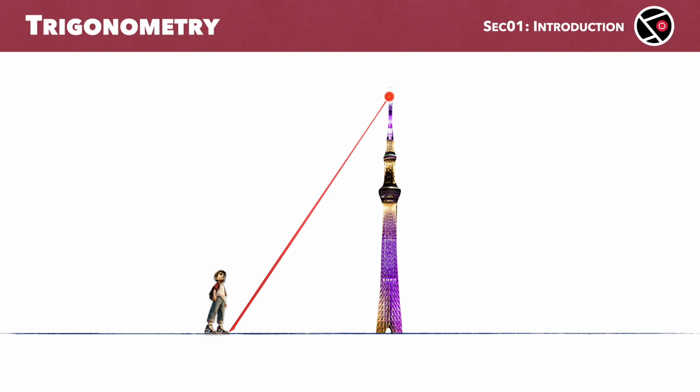When you do this, you notice the angle between the ground and the laser pointer is 60 degrees. Then you measure the distance from where you are standing to the base of the tower. It is exactly 366 meters. What else do we know? The tower is standing vertically above the ground. So this angle, the angle between the tower and the ground, should be 90 degrees.